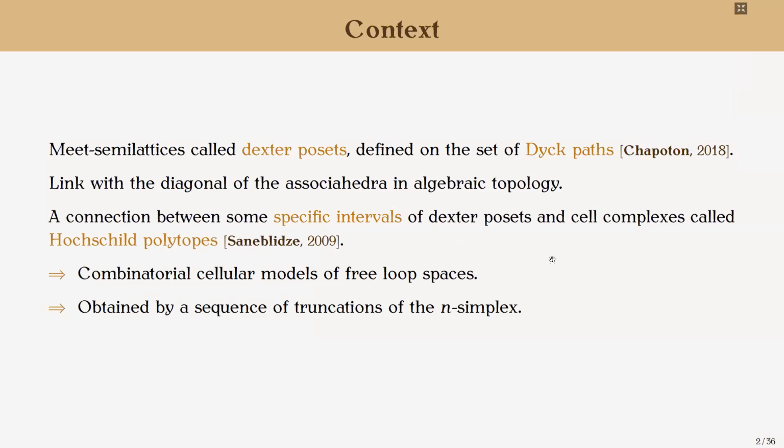First of all, the Hochschild lattices have been introduced by Frédéric Chapotin. He found these lattices in a surprising way. Indeed, by studying a new order on a combinatorial object called Dyck path, and this new order is called the Dexter order. He found the Hochschild lattices in a specific interval of this order.